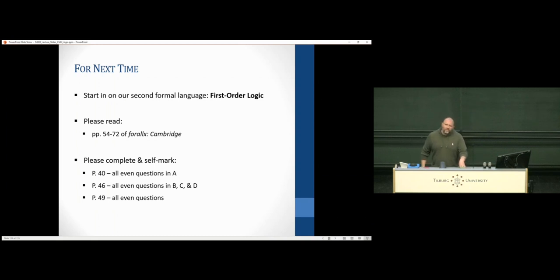Now, the beauty of everything that we've learned is going to feed into our next formal language. Everything that we've talked about works in FOL. But FOL is more grammatically complex. So we have to have that foundation. But again, nicely done. We've learned a language.